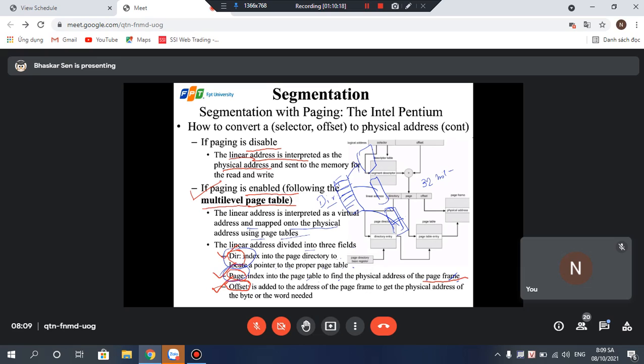Please remember these things. These are very important for your exam. These two, especially the segmentation and how they apply segmentation with or without paging in Intel Pentium.